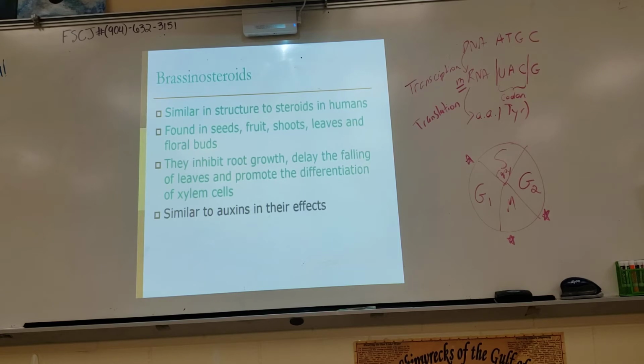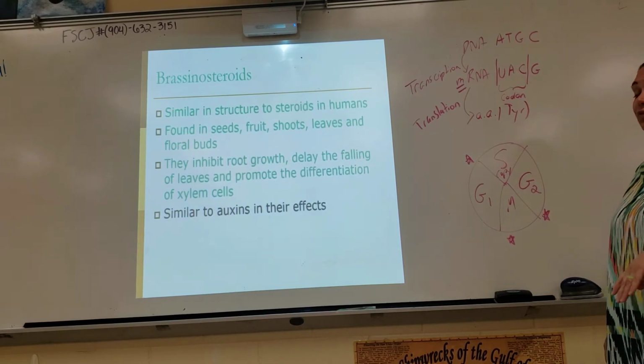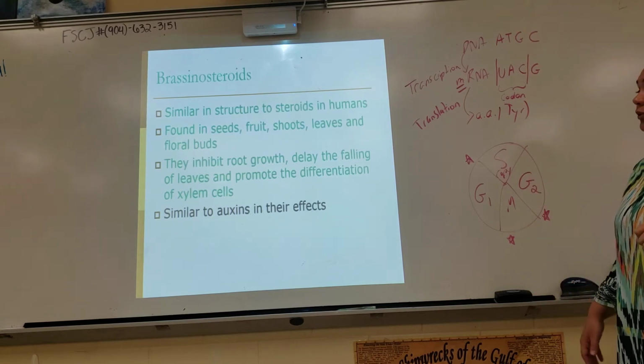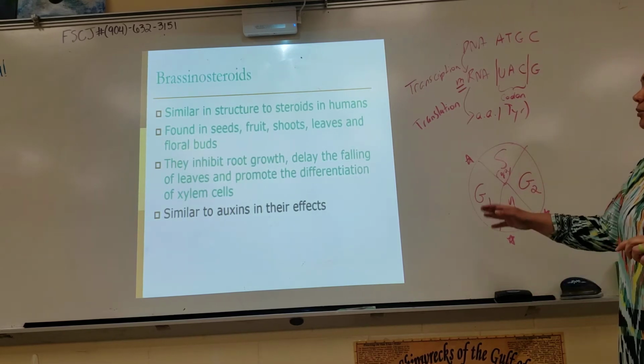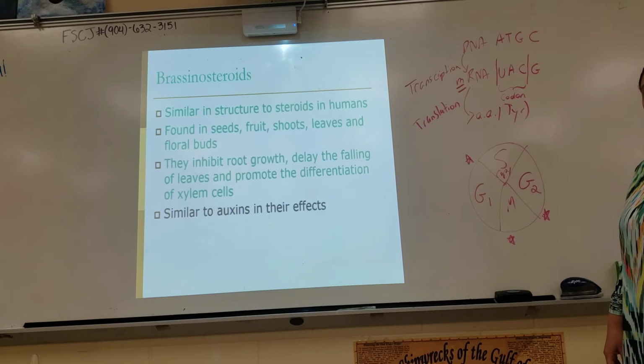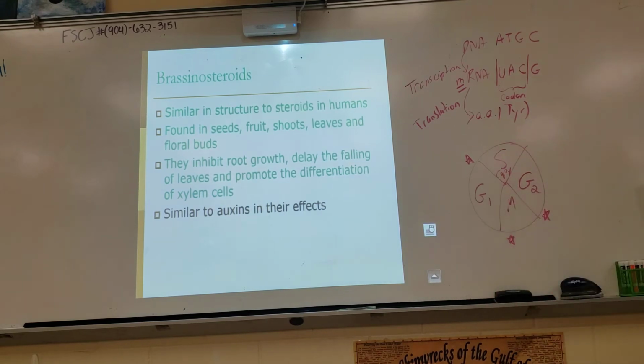Brassinosteroids, similar in structure to steroids in humans, are found in seeds, fruits, shoots, leaves, and floral buds. They inhibit root growth, delay the falling of leaves, and promote the differentiation of xylem cells. Remember, xylem carries water, right? W, X, follow the alphabet. That's for your water.